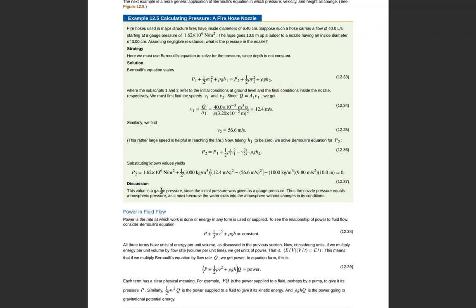This value is a gauge pressure, since the initial pressure was given as the gauge pressure. Thus, the nozzle pressure equals the atmospheric pressure, as it must because the water exits into the atmosphere without changes in its condition. So nothing's really happening once it's coming out of the nozzle. That's why the pressure there is 0, because it has to be constant. If it goes in at atmospheric pressure, which we count as absolute pressure, it's going to go out at the same.